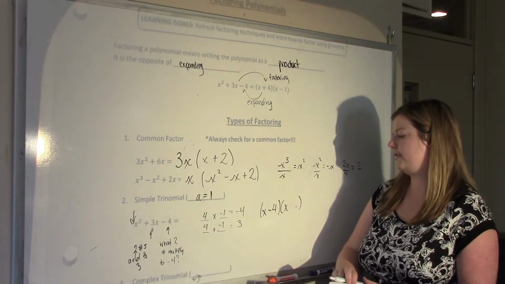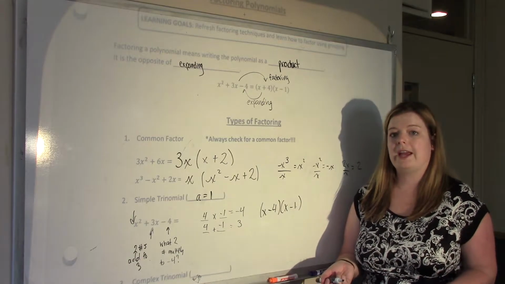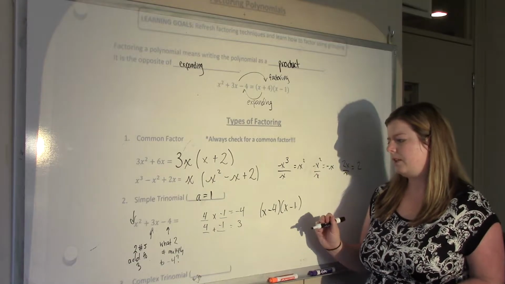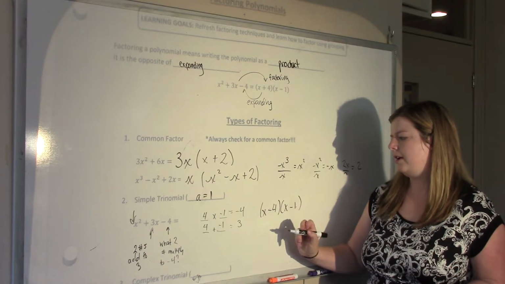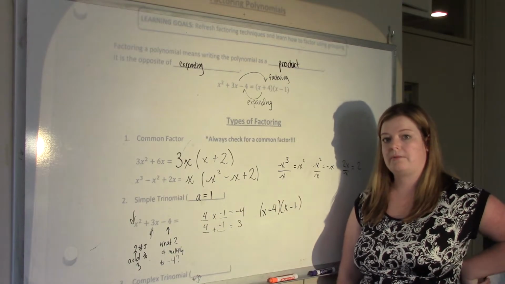I just looked at this wrong. This is supposed to be -1. See how I caught my mistake? Okay, it's easy when you're doing factoring questions really quickly to make mistakes like that. And this should be +4, not -4. I was looking at this -4 and this 3 instead of these two numbers, okay?